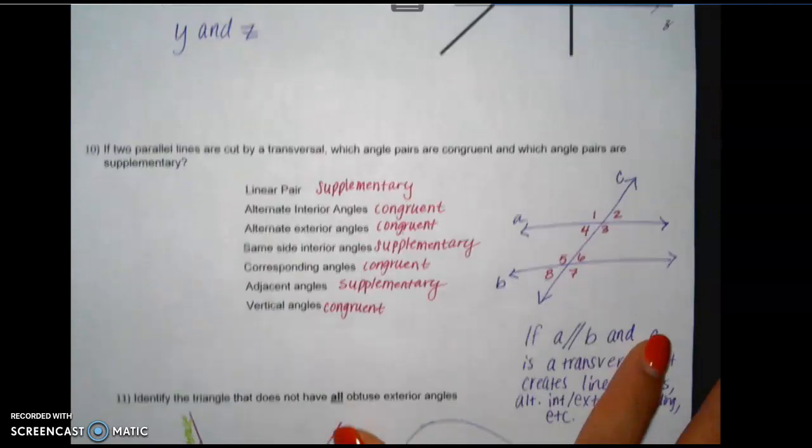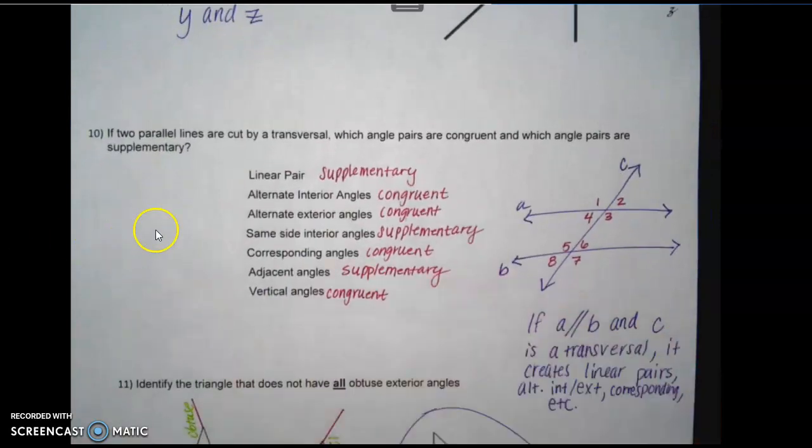All right, number 10, it wants to know what relationship these angle pairs have. Now, we did a city planner project on this, and we basically had 2 streets running across a town and a transversal going across it, which gives us 8 angles, 1, 2, 3, 4, 5, 6, 7, 8. Now, it creates these special relationships, like 1 and 3 are vertical angles, 2 and 4 are vertical angles, 1 and 2 are linear pairs, 5 and 6 are linear pairs, and so on.